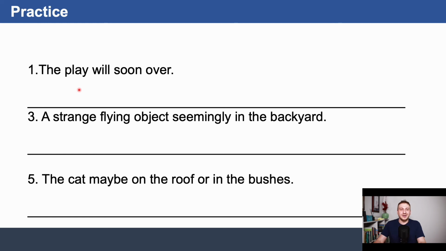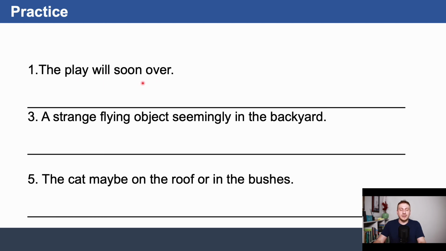Okay, so the play will soon over. The play will soon over. Right? Do we know the answer here? The play will soon over. Now, will is a helper verb. It's an auxiliary verb. What does it do? It helps us set the right tense, right? So this would be future simple. The play will soon over.